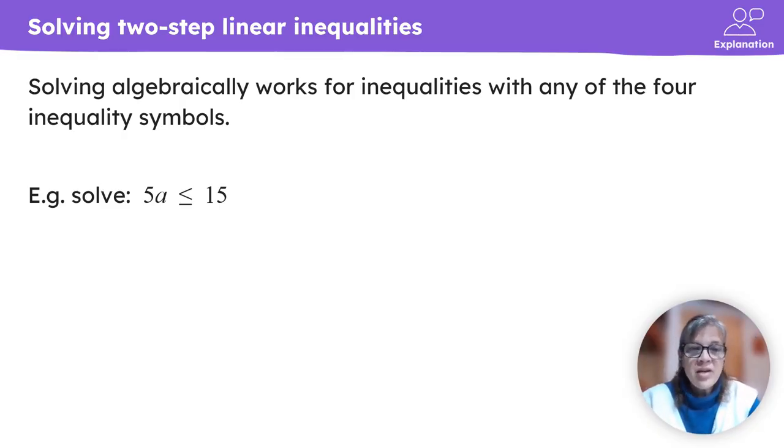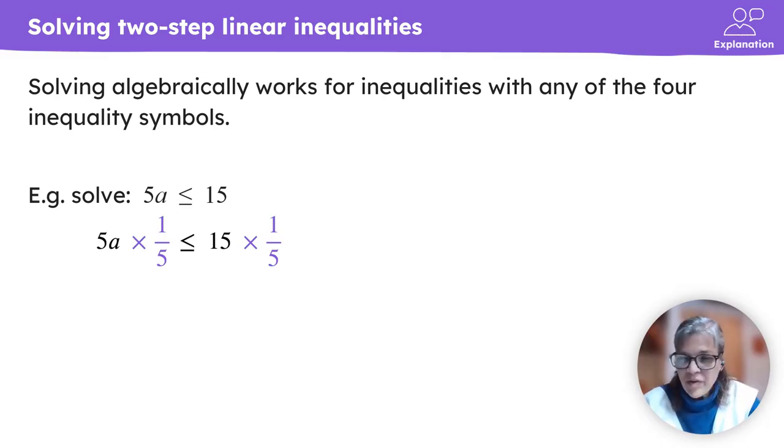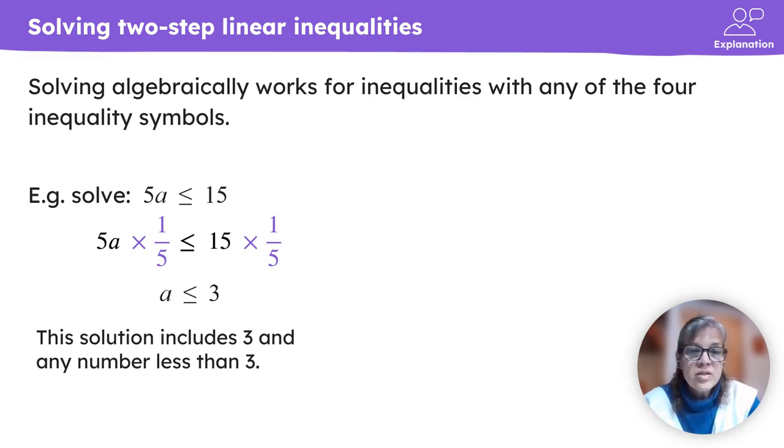So if I have something here like 5a is less than or equal to 15, to clear that, I know I have to divide, or I have to multiply by 1/5, right? If I do that and that's a positive 1/5 on both sides, nothing changes. A then is less than or equal to 3. The solution includes 3 or any number less than 3.